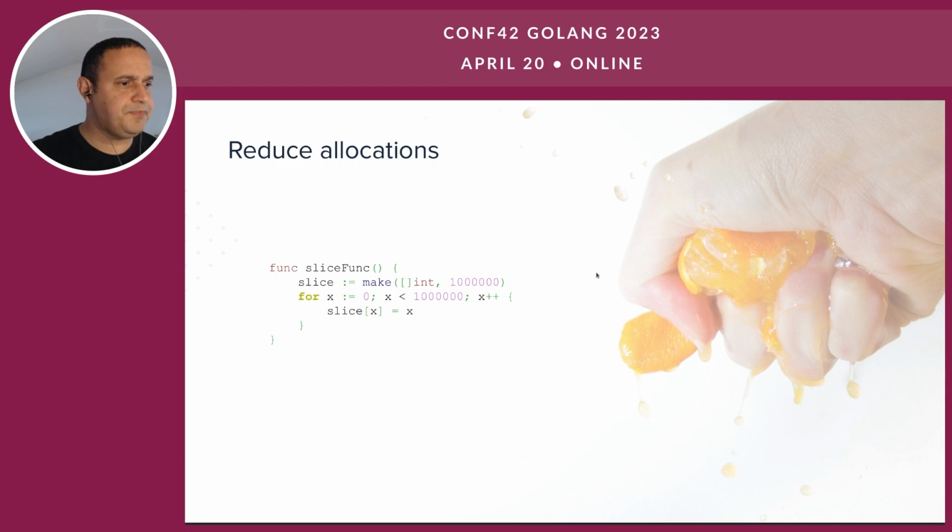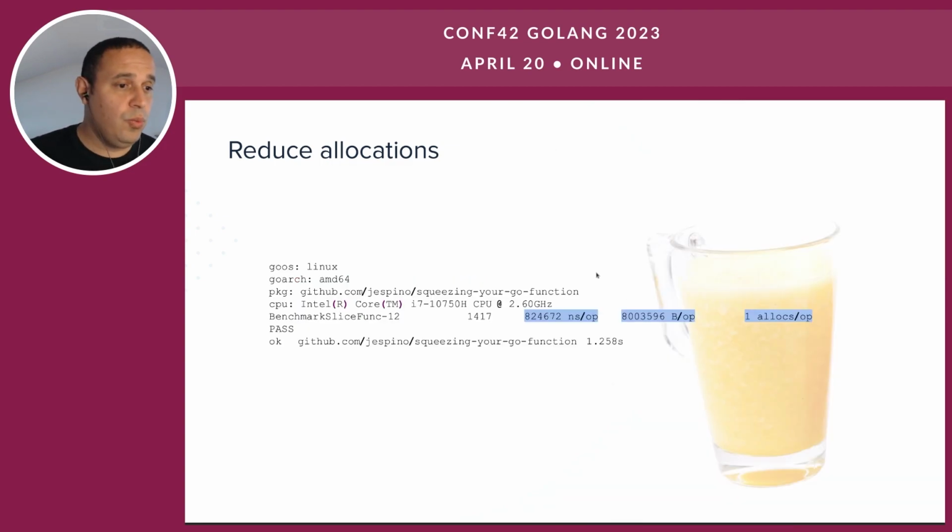So let's see. I can initialize that. I can say, hey, I know that I'm going to have 1,000,000 integers there, so I'm going to just create that slice of 1,000,000 elements upfront. If I do that, now we are talking about less than a millisecond execution, and only one allocation. So that's a huge improvement. We are reducing by one order of magnitude the time consumed by the function.